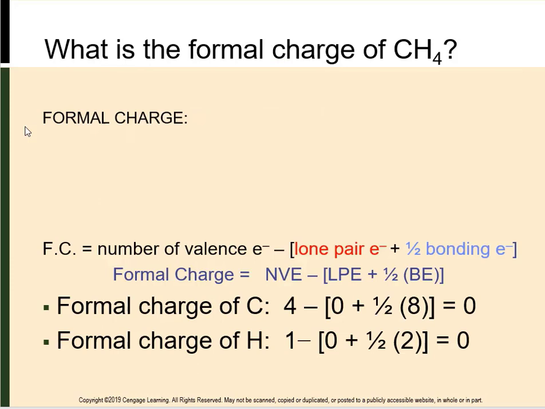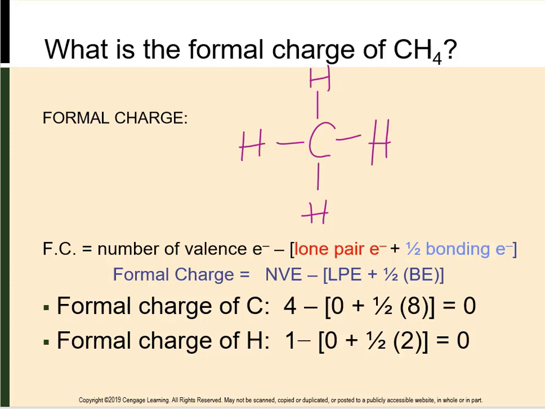The formal charge is the electrostatic charge that would reside on an atom in a molecule or polyatomic ion if all bonding electrons are shared equally between pairs of atoms. The formal charge of an atom in a molecule or ion is calculated based on the Lewis structure. We calculate it by taking the number of valence electrons, abbreviated NVE in your book, minus the sum of the lone pair electrons, or LPE, plus half of the bonded electrons.